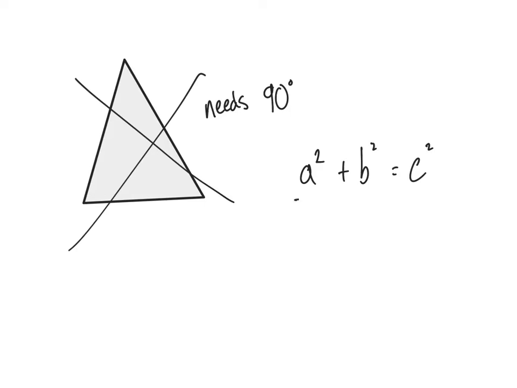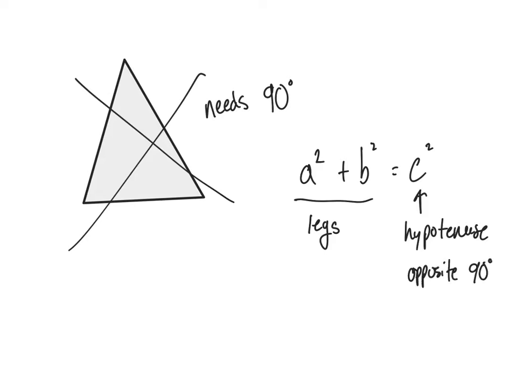Now a and b represent the legs of our triangle, and our c value is your hypotenuse. Hypotenuse is always opposite your 90-degree angle, and it's always going to be your longest side. So let's get into a few problems where we can practice.